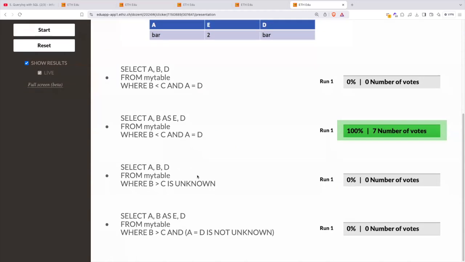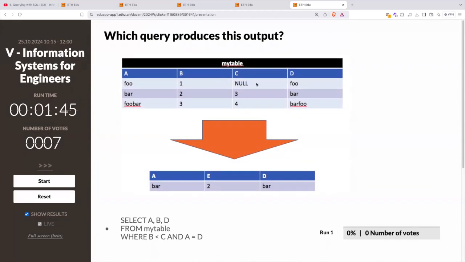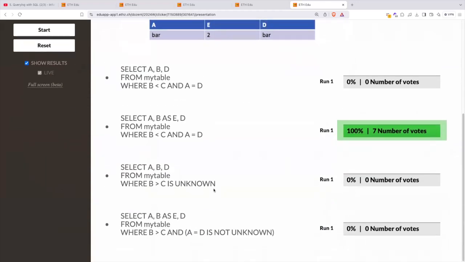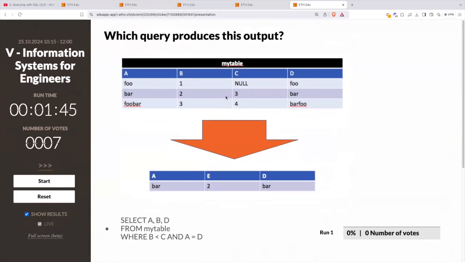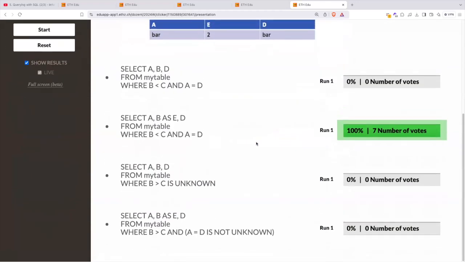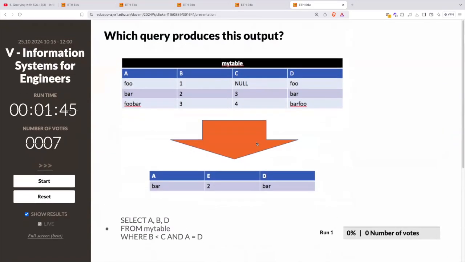And then B greater than C is unknown. That would be this one here, so that's not what we expect. And then B greater than C, that doesn't exist. It's not the case anywhere. So this is why not the last one. All right, but you got 100% on this.